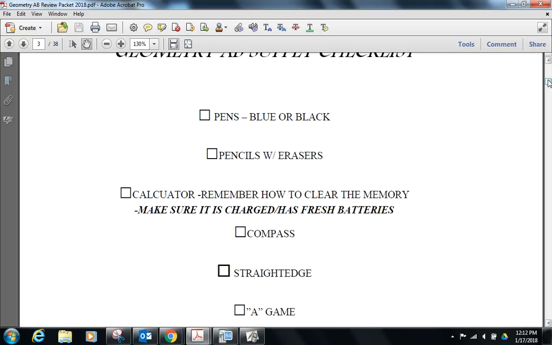All right, I'm okay with that if you're worried you're going to make a mistake. Please bring your calculator. Make sure it's charged or has fresh batteries. I am not going to bring any extra calculators to the exam with me, so please make sure it's charged or has good batteries in it. We'll go over how to clear the memory here in a minute. Your compass, if you need a Titan, that's fine. I'll bring the tightener with me. A straight edge, A game, and no excuses.